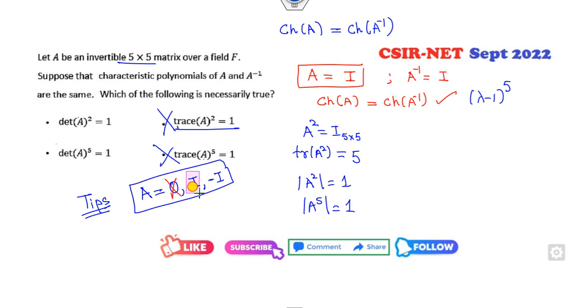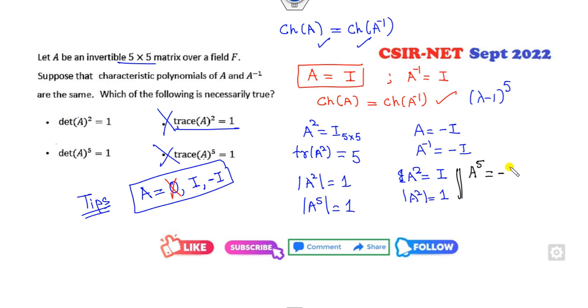Now this example is over. Now look at A equal to minus I. If A is equal to minus I, A inverse is also minus I. Fine. Then again the characteristic equations are the same. What is A square? A square is my I. Determinant of A square is again 1. But what is A raised to power 5? It is my minus I. So the determinant of A raised to power 5 is minus 1. But he said plus 1. So the right answer is A.